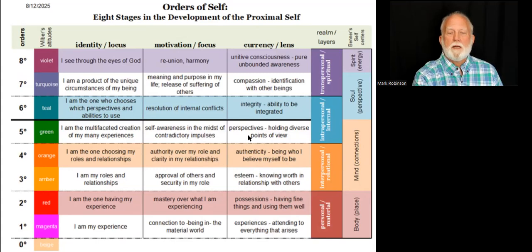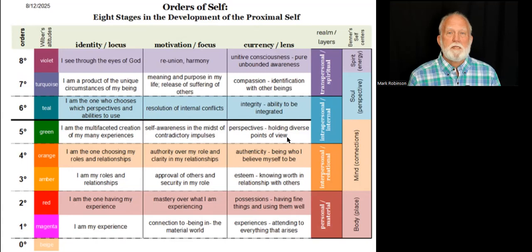By the time we get up here to fifth order, up to green, the currency here is perspectives. How many different points of view can I see from? Now, most people, fifth order is above most people in our society. Most people don't even know that there are multiple valid perspectives, much less want to possess them.